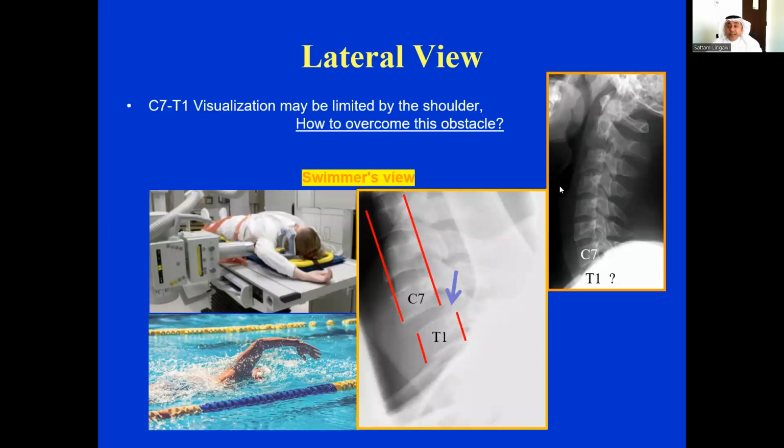Going back to the complete visualization of the vertebrae, notice that in this lateral view, we have down to C7. However, T1 is not visualized. This is an incomplete study. This is an inadequate study.